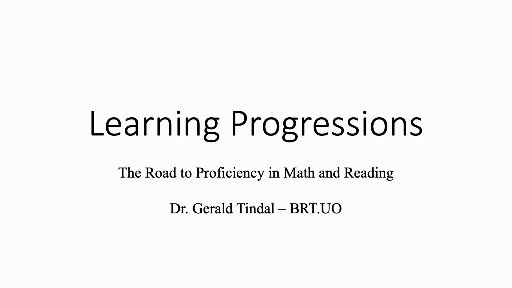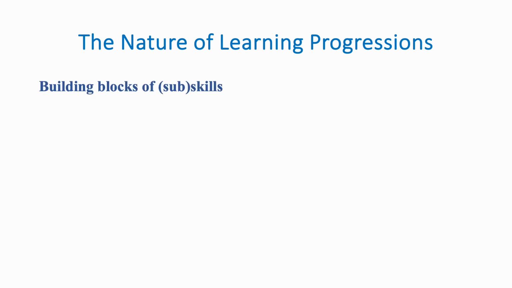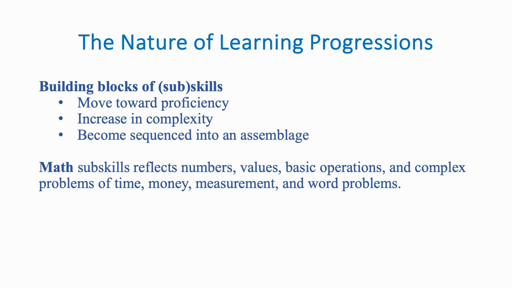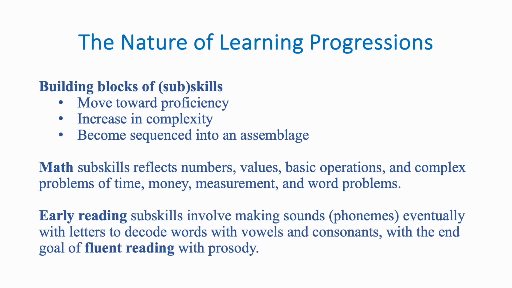This video is about learning progressions, describing their nature as building blocks of subskills that move toward proficiency with increasing complexity and eventually becoming an assemblage. For example, math has a number of different subskills, as you can see. At the same time, early reading also has many subskills, some of which become tangled in various rules.